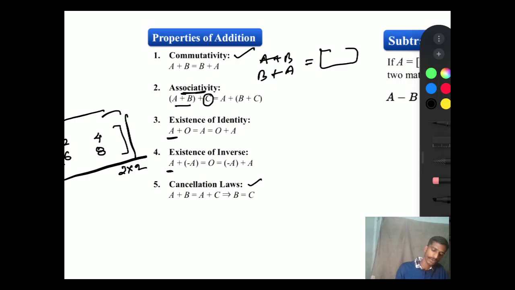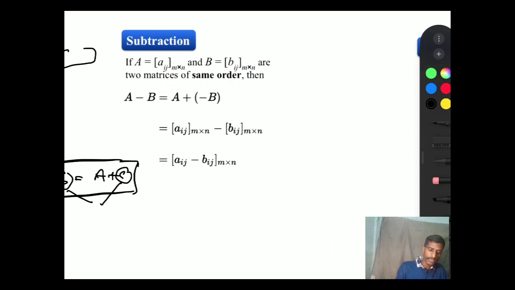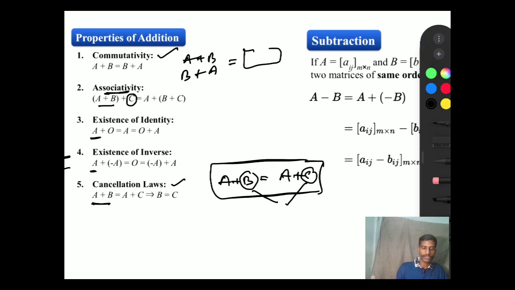Cancellation law. What is cancellation law? When A plus B is equal to A plus C, then it means that B is equal to C, so we can say that these two matrices are equal. Now, as we have done in addition, subtraction is also the same, and the properties are also the same for subtraction.